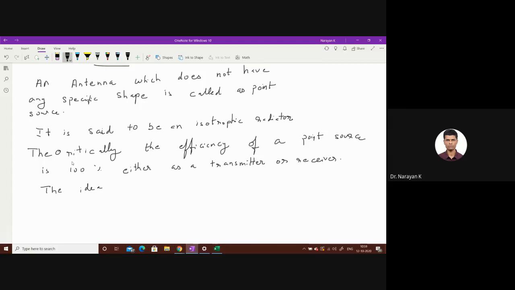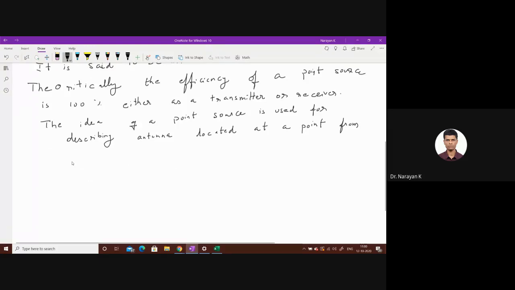The idea of a point source is used for describing an antenna located at a point from a large distance.